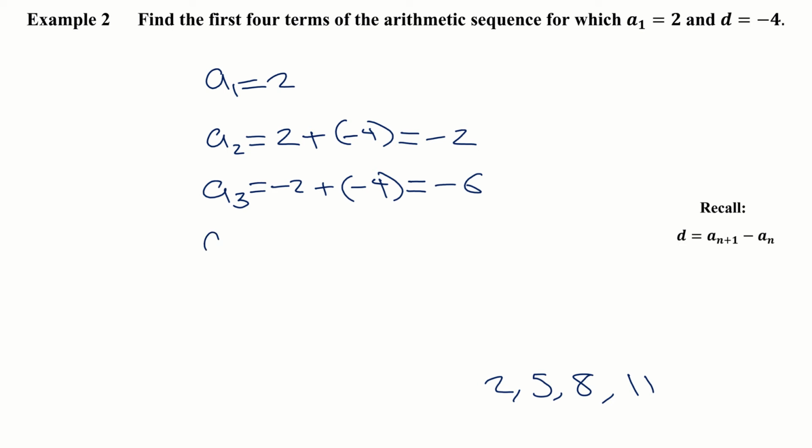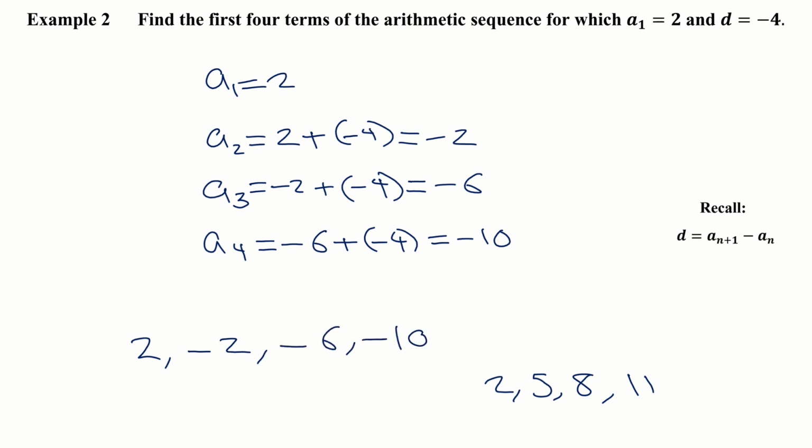And for the fourth term, which is the last term I'm looking for, I'm going to take the third term, which is -6, and add to it the common difference, which is -4, and we end up with -10. So the first four terms of this sequence are 2, -2, -6, and -10, just like that.